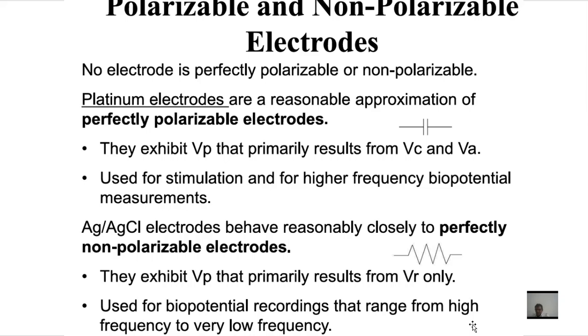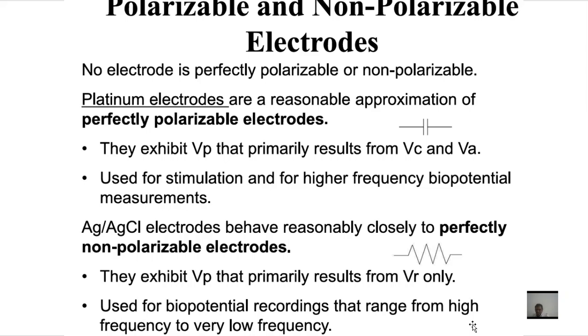Okay, they exhibit Vp that primarily results from Vc and Va. Used for stimulation purposes and for higher frequency biopotential measurement. Okay, the perfectly polarizable electrode is generally used for stimulation purposes, and high frequency biopotential measurements also. Then we can come to the AgCl electrode, silver chloride electrode.